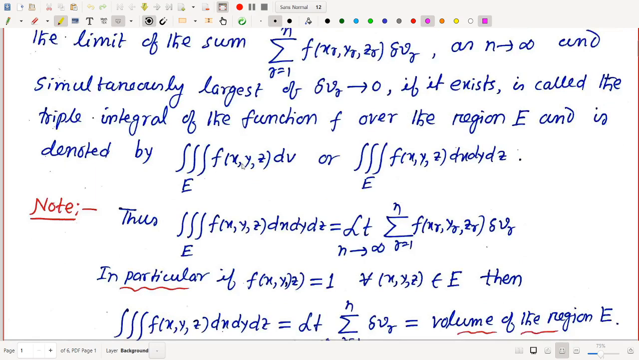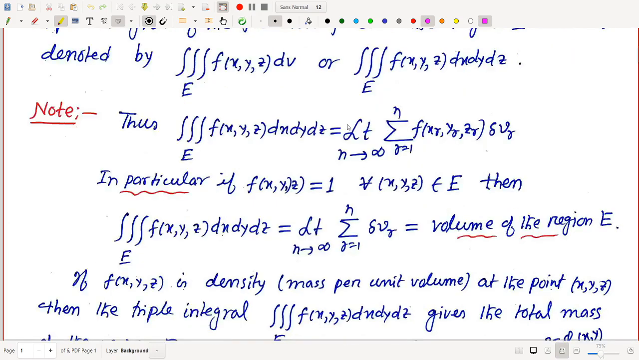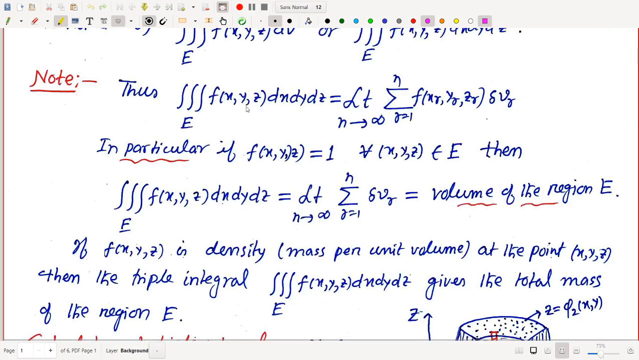Triple integral symbol, function f(x,y,z) dV over the region E, where this dV can actually be written as dx dy dz, the elementary volume element. So this is the definition of triple integral as the limit of a sum. Thus the triple integral of the function f(x,y,z) over the region E is given by this limit as n tends to infinity, of course simultaneously the largest of ΔVr tends to 0. The expression is summation f(xr, yr, zr) into ΔVr, r from 1 to n.